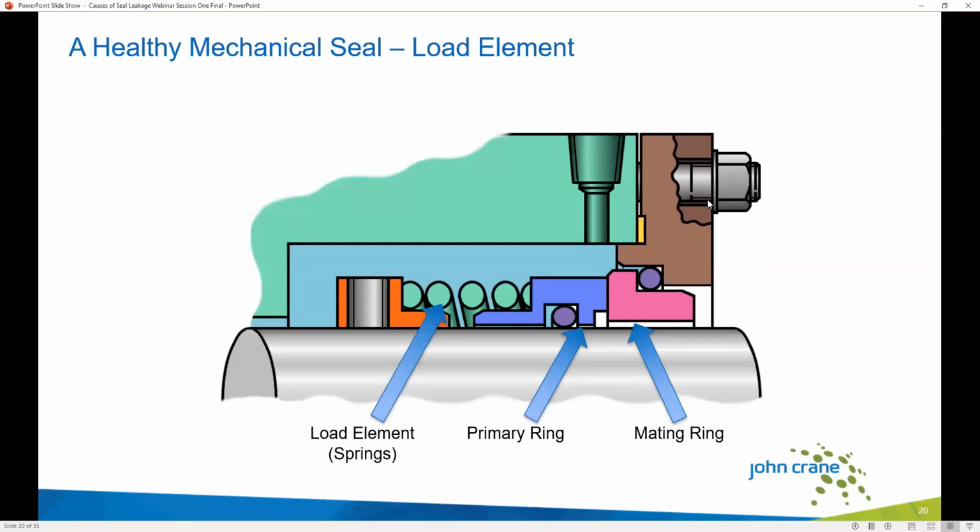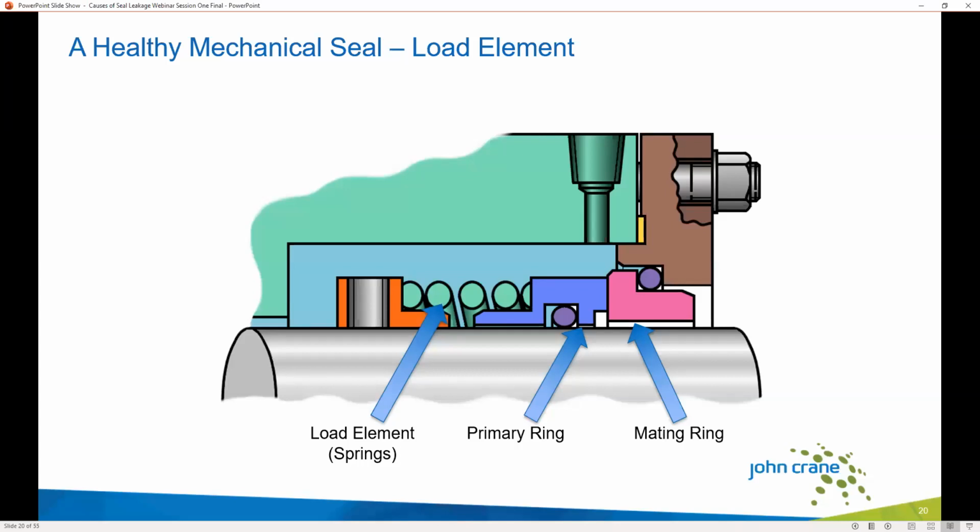So we have the primary ring and the mating ring, and the primary ring is always supported by some kind of load element. Here we're showing it as a single large spring. That load element is absolutely required, and it's required to do two jobs. The first job is it's applying an initial force to hold the primary ring against the mating ring.